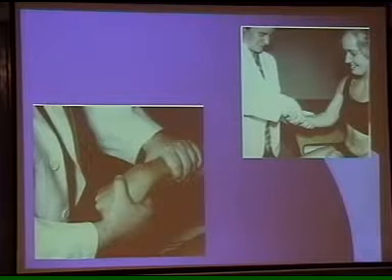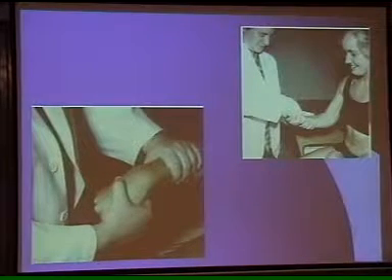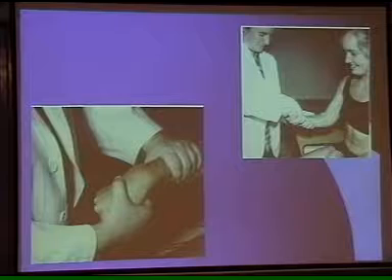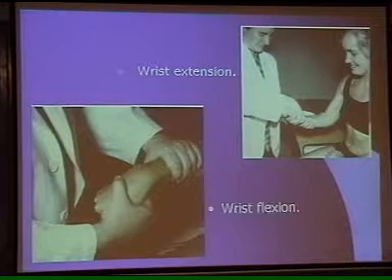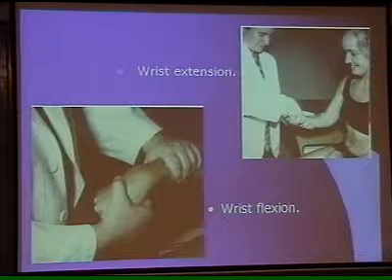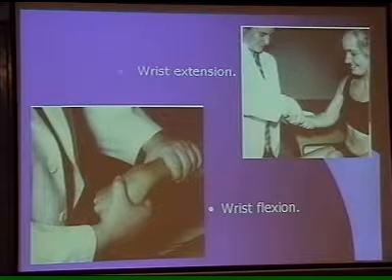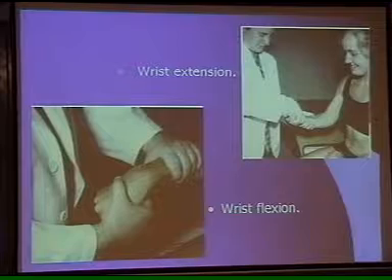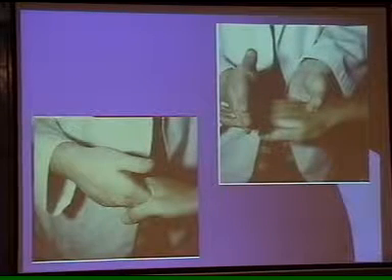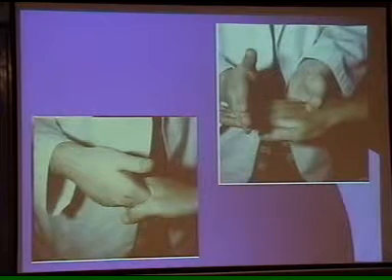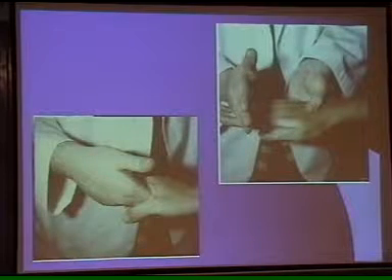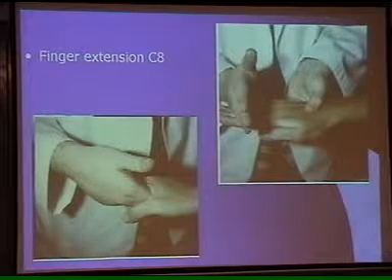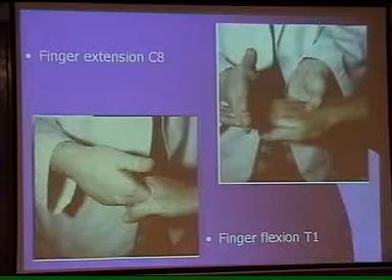Here on the right, the lady has extended her wrist and she's maintaining extension on the right, but the examiner is undoing it, so we've checked the wrist extension. Here, wrist flexion. You flex the wrist, the patient flexes the wrist and you undo the flexion. Here again, finger extension. Extension is being maintained by lumbricals. The examiner is trying to undo the extension. That checks the C8. Further down, check the T1.